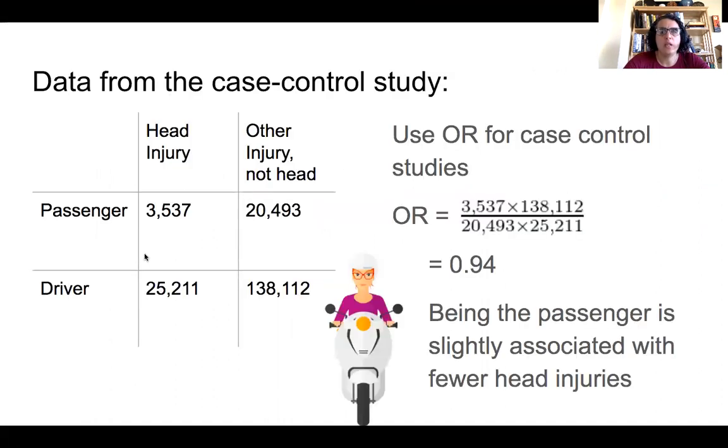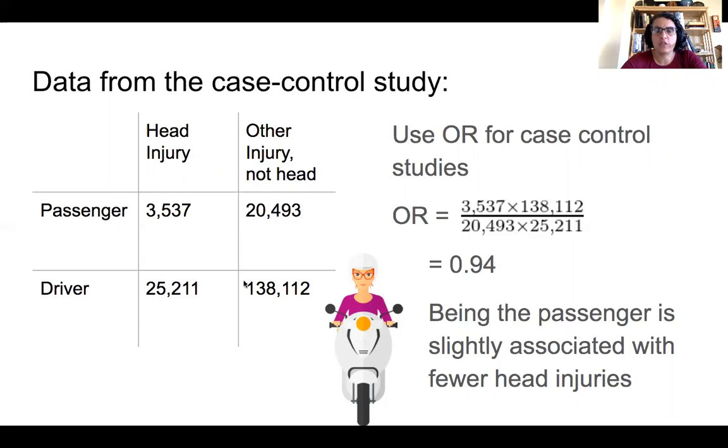Here's your data. It was a case control study. We had head injuries, people who got an injury that wasn't to the head. The exposed group was a passenger. The unexposed group were the drivers. Because it's a case control study, you have to use the odds ratio. You can't use relative risk for case controls.